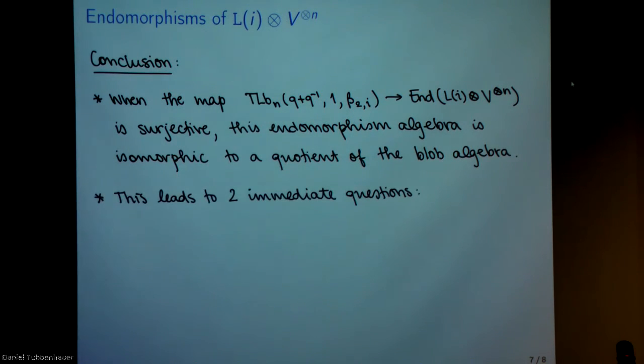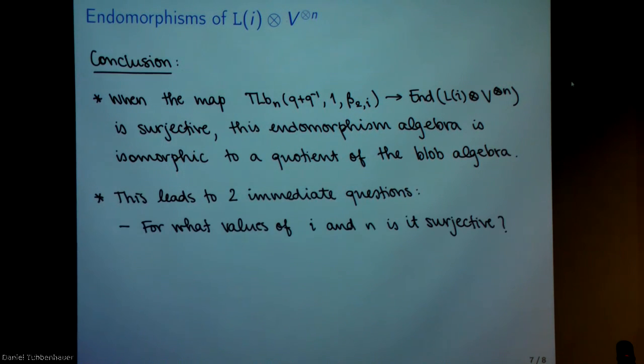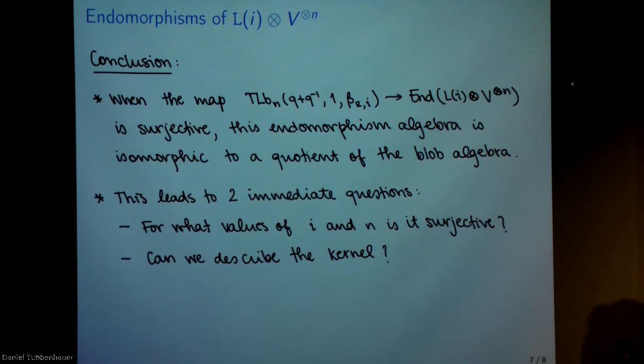And so this leads to 2 immediate questions. Well, when is it surjective? For what values of i and n? And then can we describe the kernel of this map? And so I don't have answers yet for both of these questions. This is still a work in progress, but we have some ideas. So that's where I'll stop.